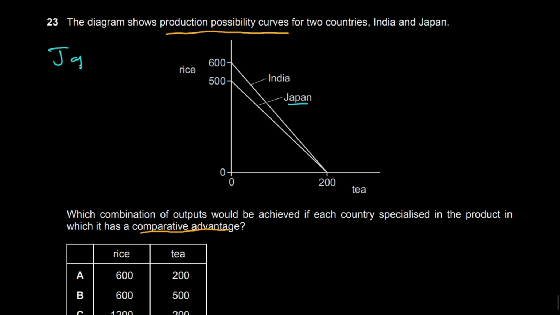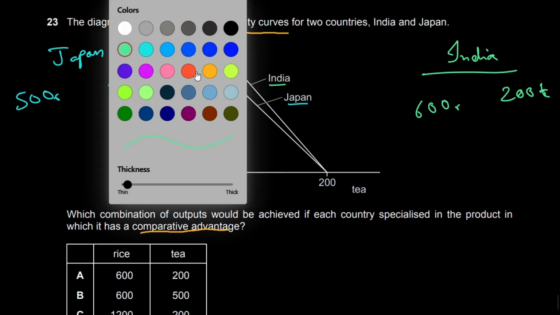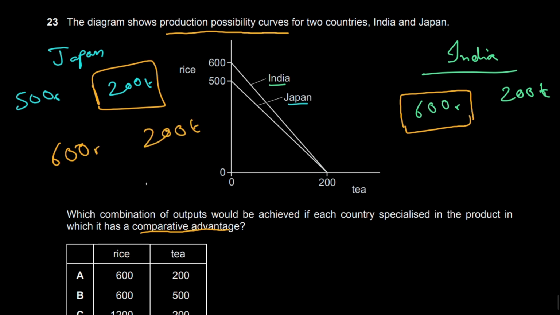So just right here, Japan can produce 500 rice and 200 tea with its current resources. However, India can produce 600 rice and 200 tea with its current resources. So of course India should produce more rice, as it can produce 600, while Japan can only produce 500 with its current resources. So if India specialized in rice and Japan specialized in tea, we will have total values: 600 rice and 200 tea. Hence the answer A is correct.